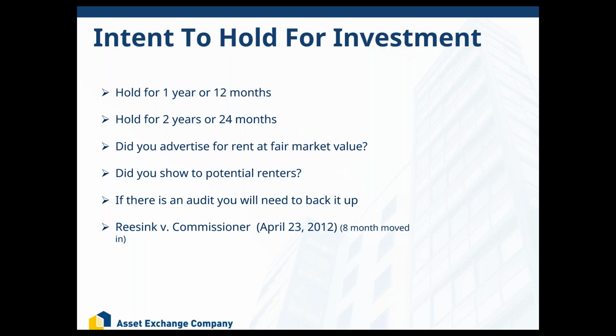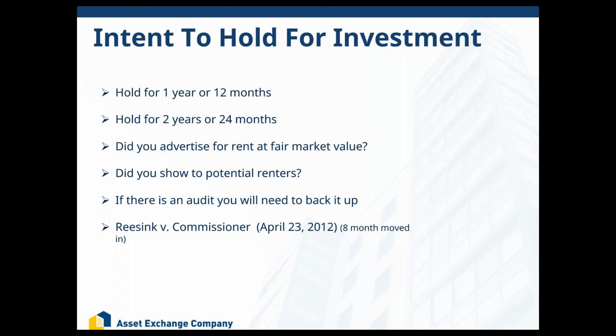Now, during the 6-month period after they did their 1031 exchange, they actually ran a classified ad in the town newspaper that they lived in, advertising the property for rent at fair market value. They even showed it to 2 potential renters during that 6-month period, but for whatever reason, they could never get the property rented out. What else happened during that 6-month period is one of them loses their job.